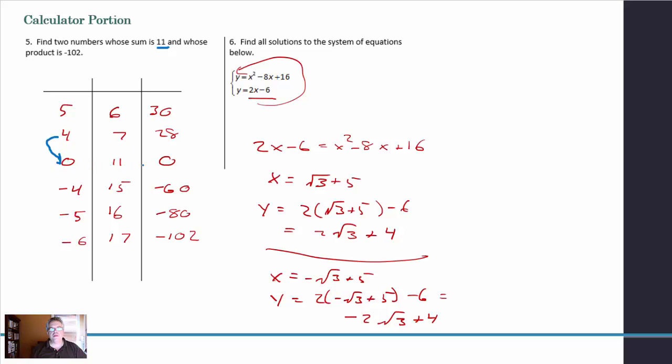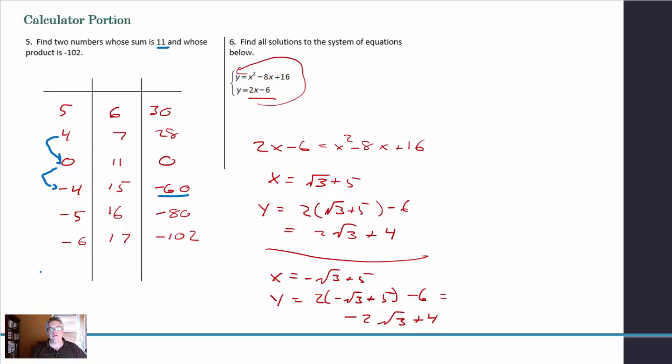Those two still add up to 11, their product's 0. I'm still far away. So I subtracted 4 again. I got negative 4, added 4, I got 15. Product's negative 60. So getting closer, so I start going by 1 again. 1 down, 1 up. The product's negative 80.